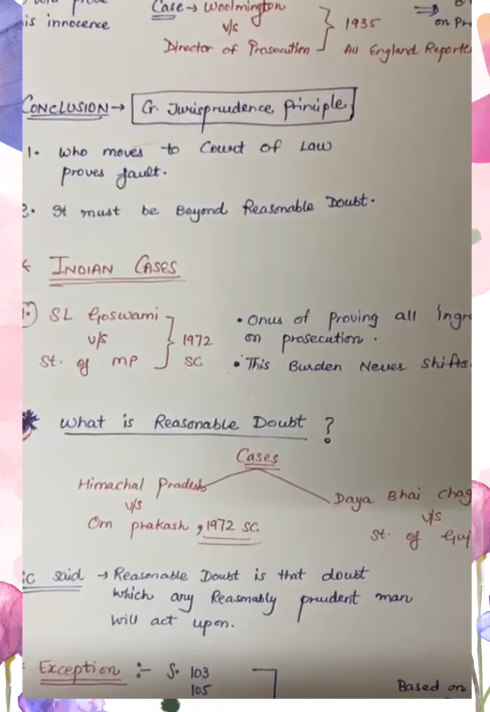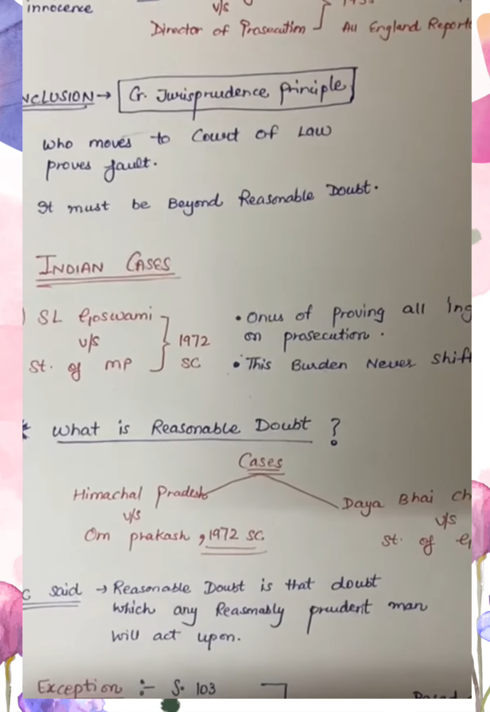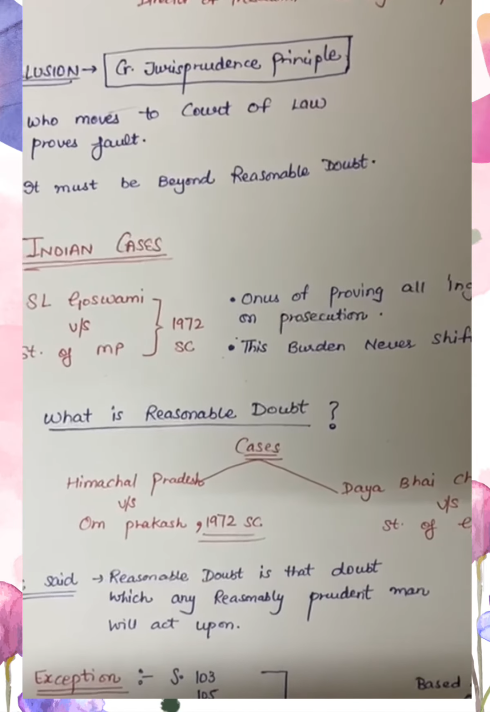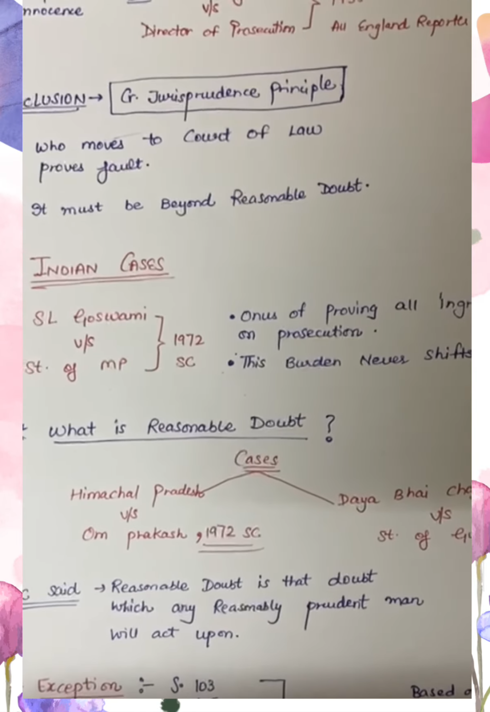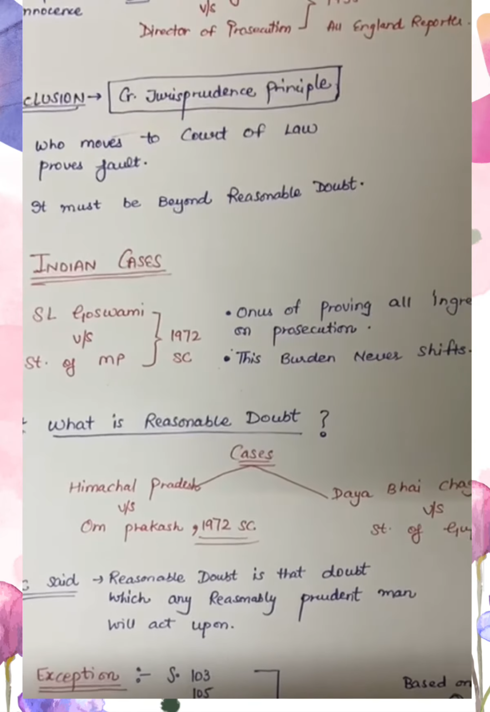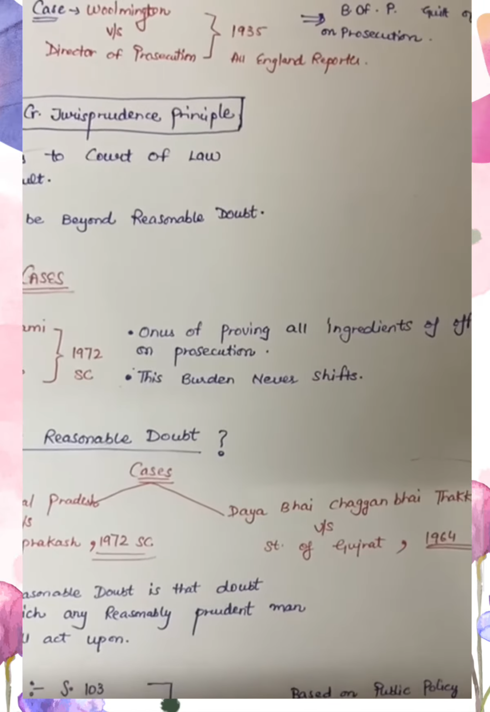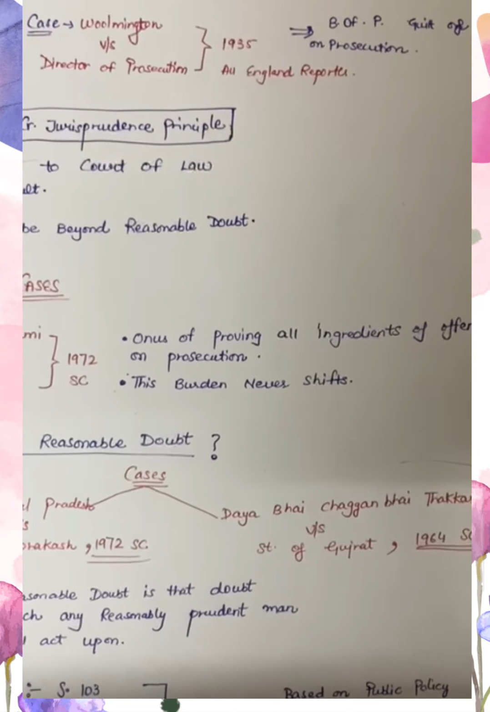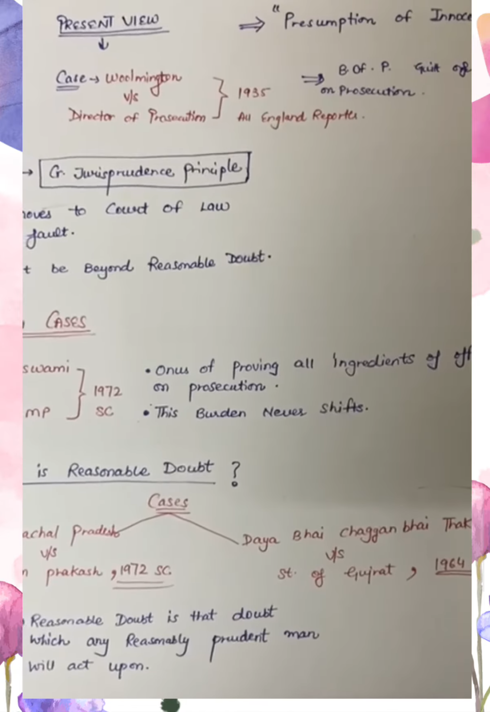Then the exceptions to this rule are Sections 103, 105, 111A, 113A, 113B, and 114A of the Indian Evidence Act, which are based on public policy. It is held that the accused will have to prove his innocence.